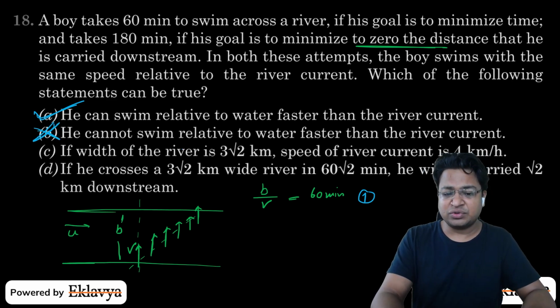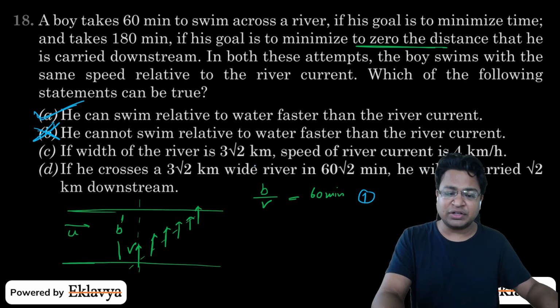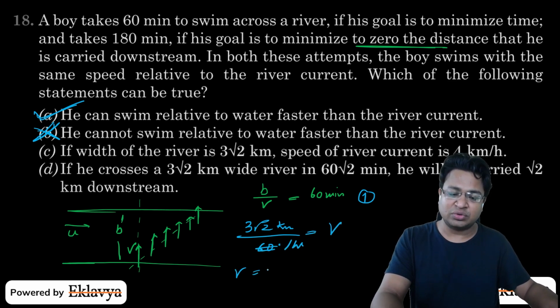Now, if the width of the river is 3 root 2 kilometer, so 3 root 2 kilometer divided by 60 minutes, or let me put it in hour only, so 1 hour. So that becomes the value of V. So V is 3 root 2 kilometer per hour.